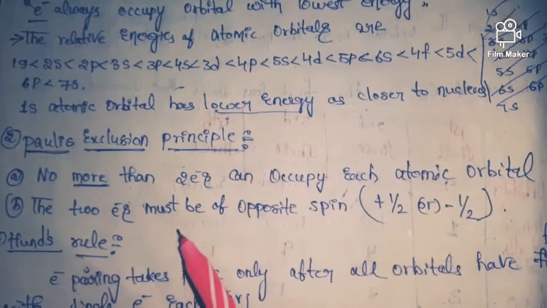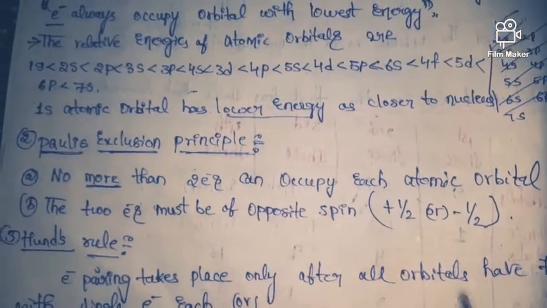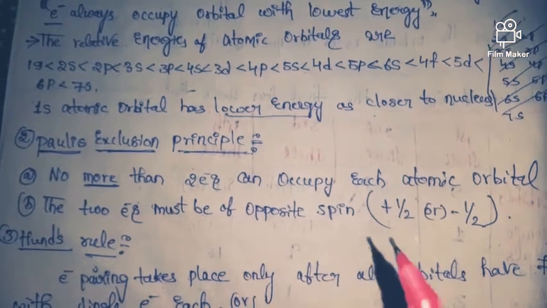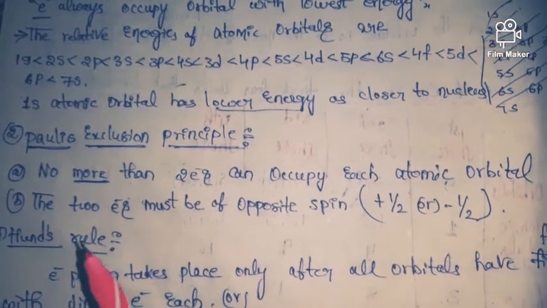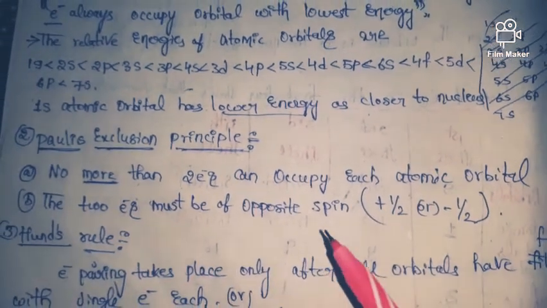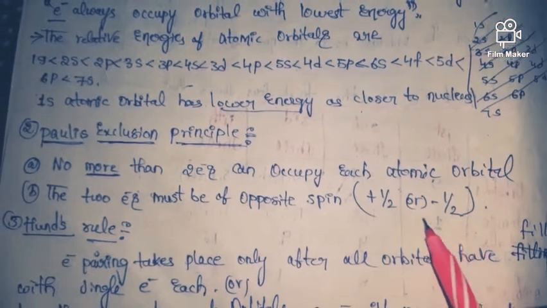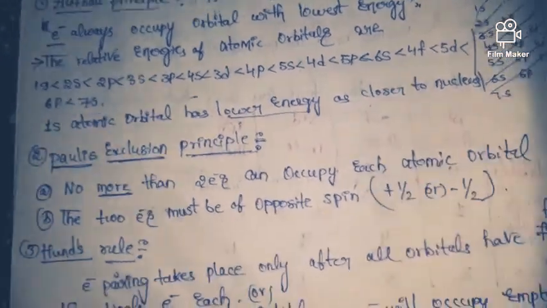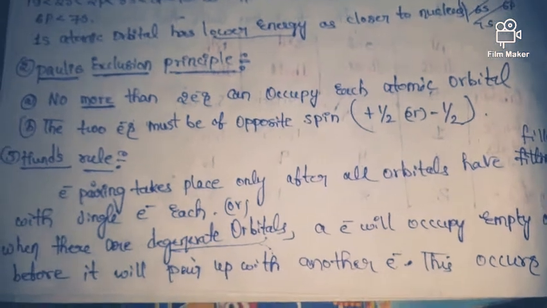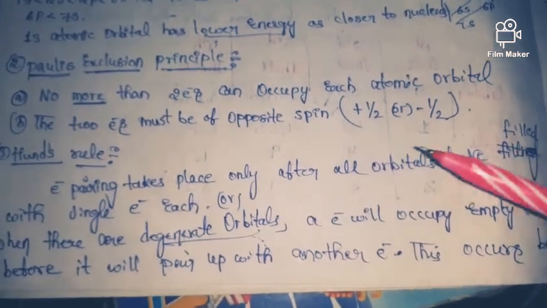Next, the two electrons must be of opposite spin. We said that two electrons can be accommodated in a single orbital, no? So the two electrons must have the opposite spin, meaning plus half and minus half. So they must have the opposite spin. Okay, next, Hund's rule.